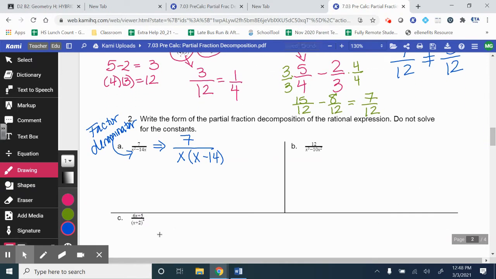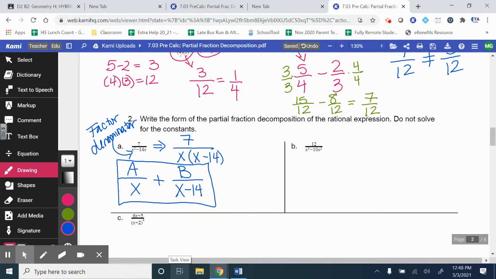You have to include everything, and you have to include them up to their highest exponent, which I'll explain more in a minute. So one of my denominators has to be an x, and the other is going to have to be x minus 14. In my numerators, I'm going to ignore the 7 there, and I'm just going to put an A and a B. If I had another fraction, it would be a C, and another D. We're just saying we don't know what's up there, and we'd have to solve for that. We're not going to solve for it today, or we're going to solve for it today, but not quite yet.